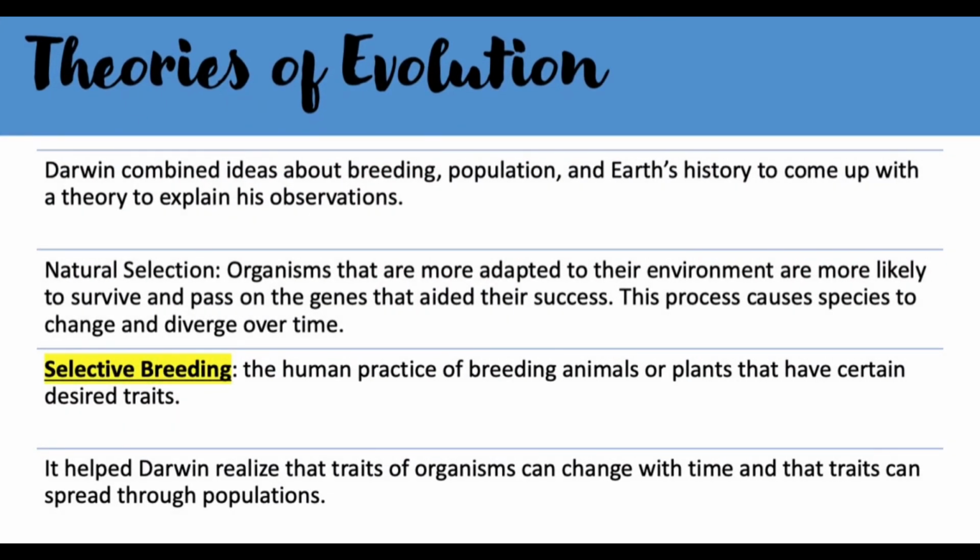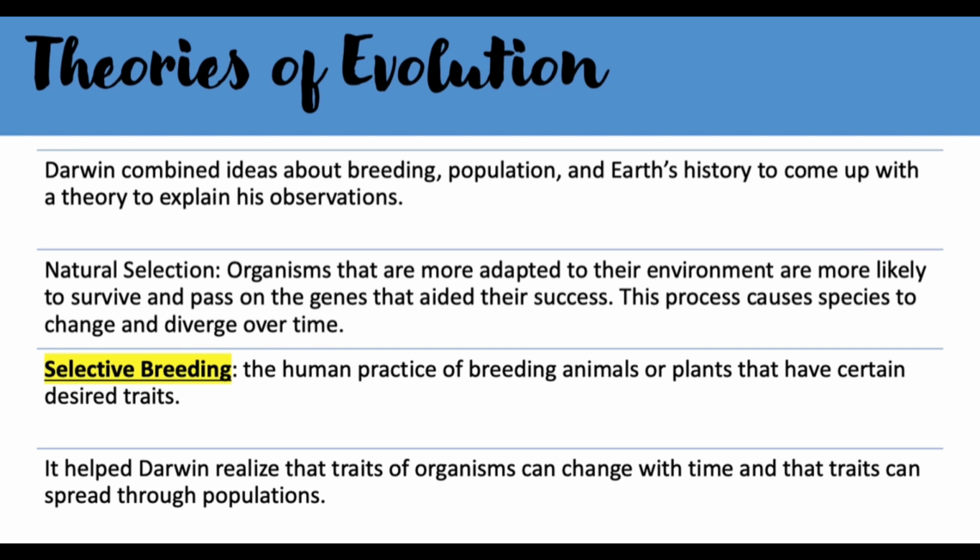Theories of evolution. Darwin combined ideas about breeding, population, and Earth's history to come up with a theory to explain his observations. There were 2 theories, the natural selection and selective breeding. Natural selection, organisms that are more adapted to their environment are more likely to survive and pass on the genes that aided their success. So, the natural selection causes species to change and diverge over time.